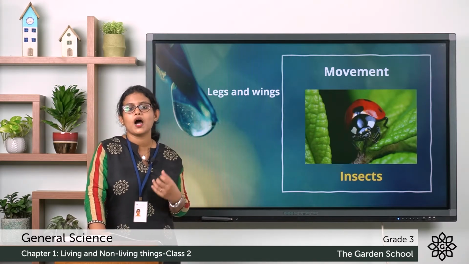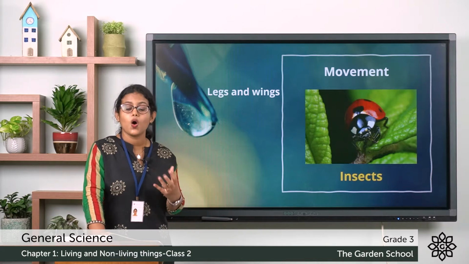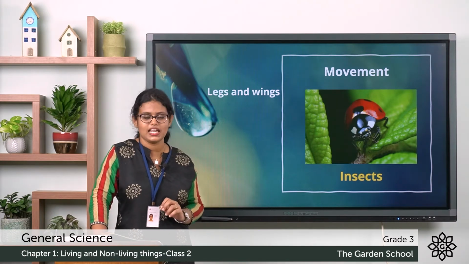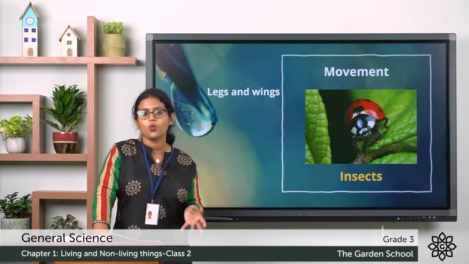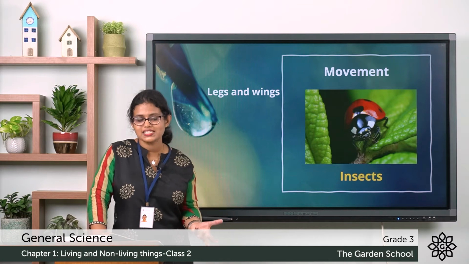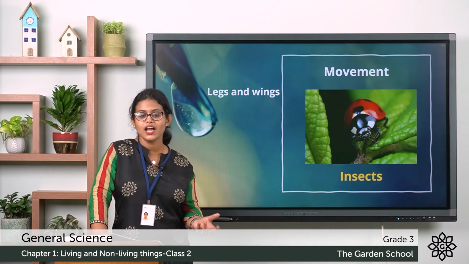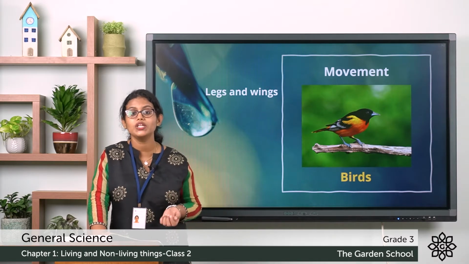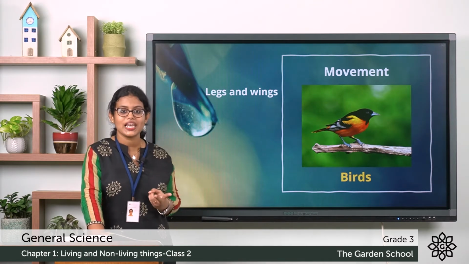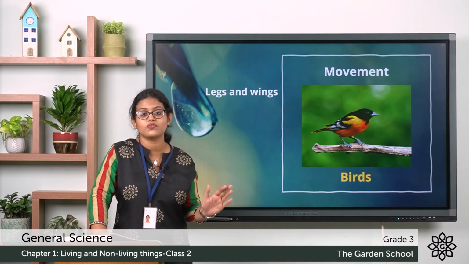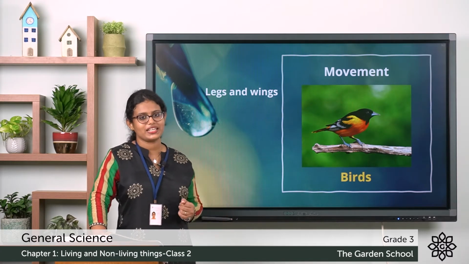Let's discuss insects. All insects have how many legs? They have 6 legs. Then, most insects have wings. So, they move with the help of their legs and they fly with the help of their wings. Then, what about birds? How do they move? They have 2 legs and most of the birds have wings and they fly with the help of their wings.